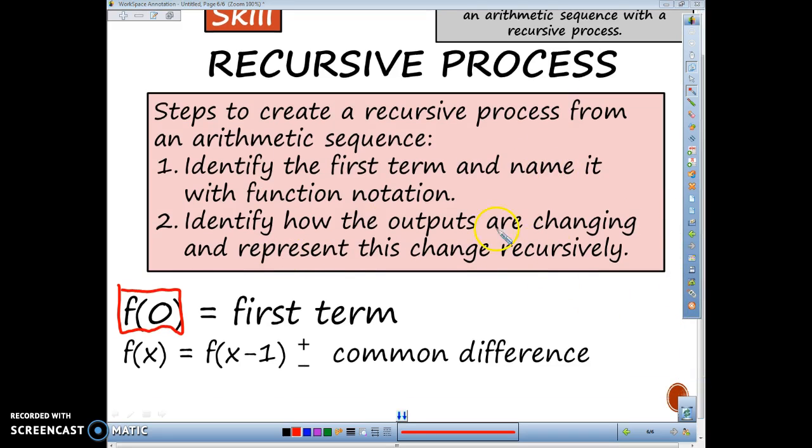Then we're going to identify how the outputs are changing and represent this recursively. So in this situation, the outputs are changing by the common difference, right? How we're adding or subtracting each minute. That is our changing process. This is our recursive process.